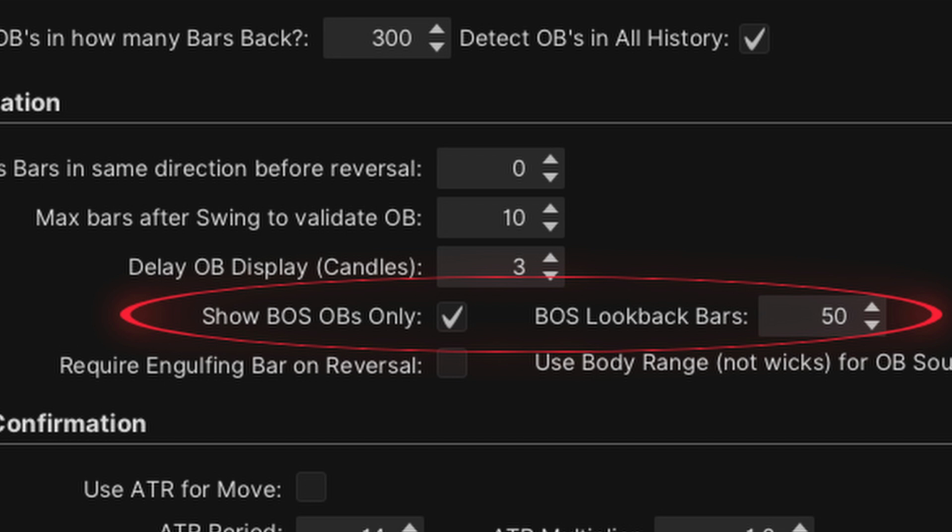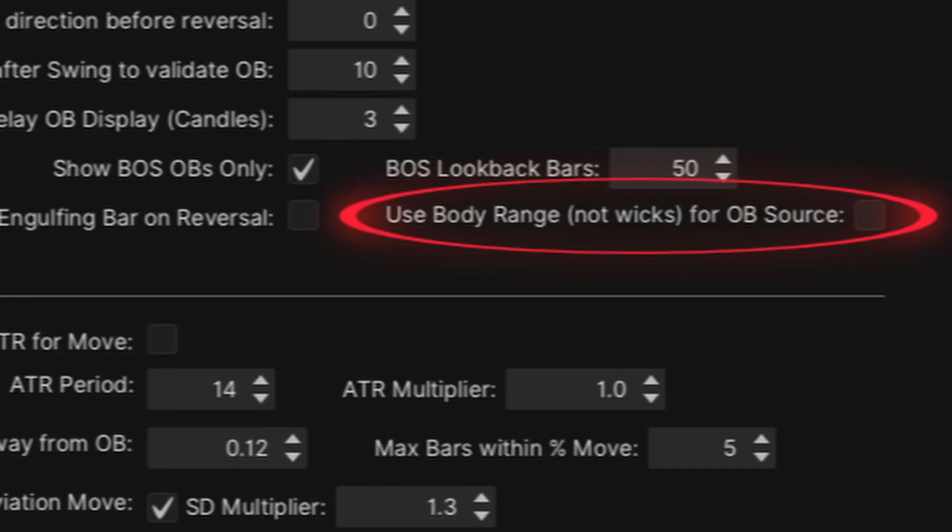And if it has done so within the past X amount of bars in the BOS look back bars, then it will decide, okay, if it's gone long and it's broken the high, then it will only show long order blocks because we know then that the trend is up. And then we have the use body range, not wicks, for the order block source. That's a little checkbox we've got there. It is what it says on the tin. Basically, it's going to use the body range of the source candle for the order block limits itself, instead of using the wicks or the highs and the lows of that candle.